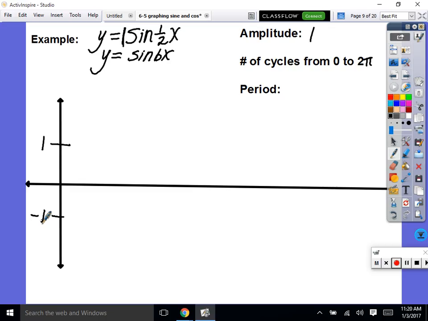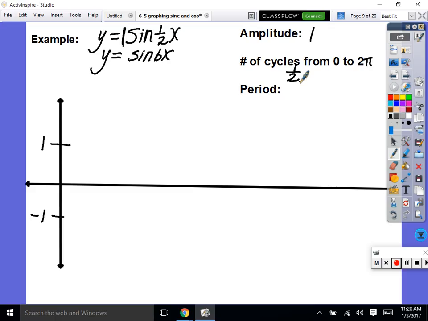Okay, moving on to the number of cycles from 0 to 2 pi. Well, that's just the b value. How many cycles are there going to be from 0 to 2 pi? 1/2. We're only going to have half of a sine cycle drawn stretched over 2 pi. Does everybody understand? Okay, now let's find the actual length of one full entire cycle, because we don't want just a half a cycle, we want 2 full cycles.